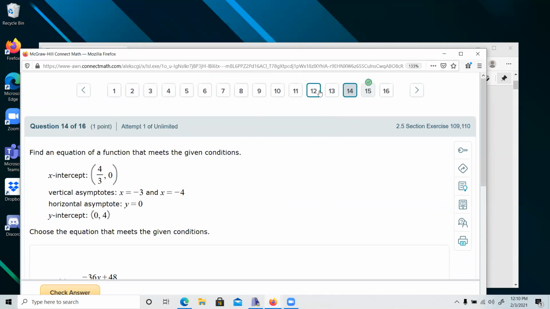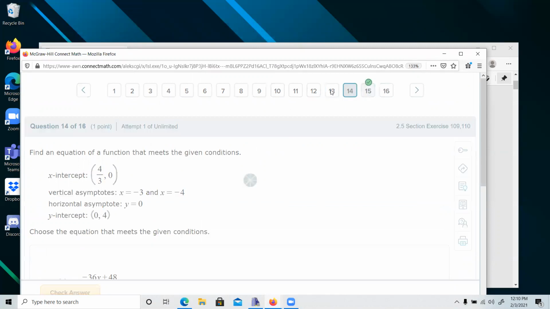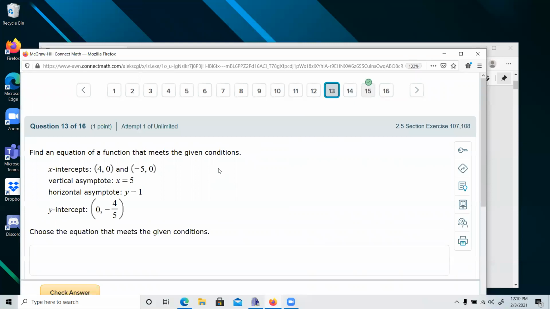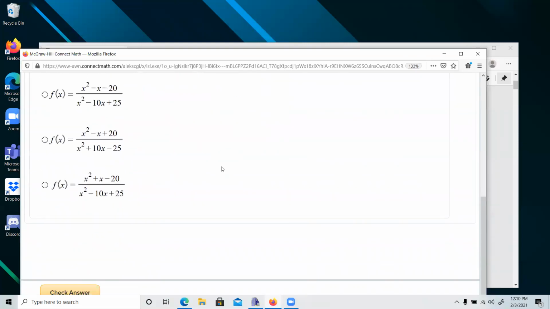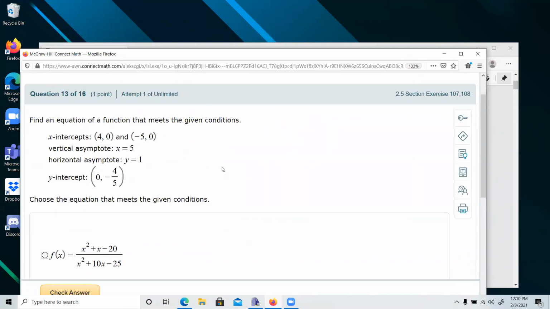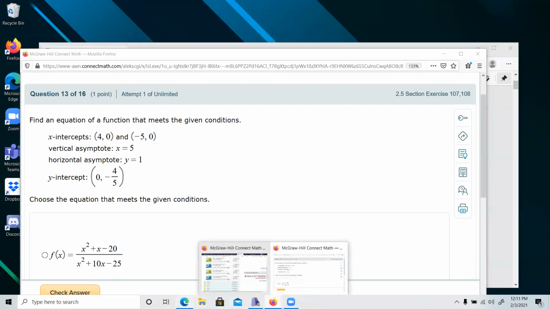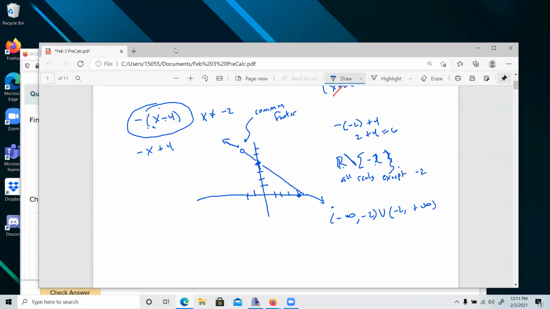Oh, I think we did this one yesterday. I'm going to have to remember that. Okay, so find an equation of the function that meets the given conditions. Okay, so what did they ask us to do?